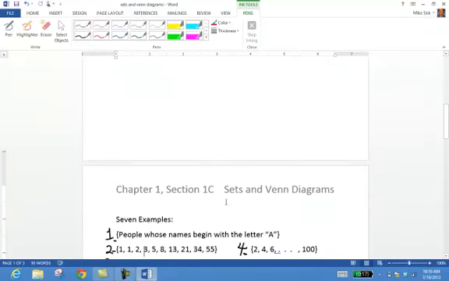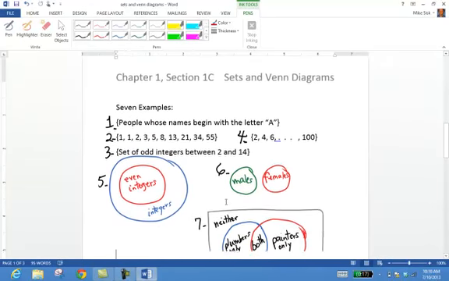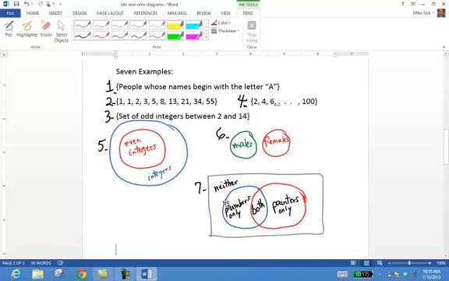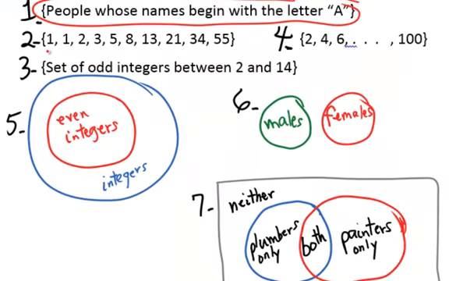If I go down here, I've got 7 examples already listed for you, very generically. Number 1, people whose names begin with the letter A. Now that doesn't mean necessarily anybody on earth, but it's just a description of a list. So it could be Andy, Arthur, Adam, Abigail, Alicia, Atrina, whatever. I could use an example again in braces. I could just use a list rather than the rule I had earlier.